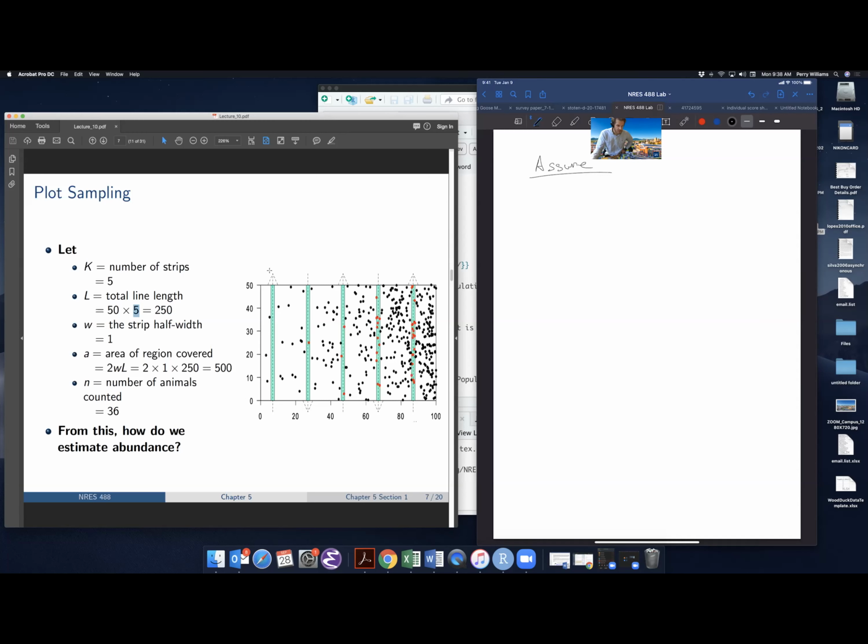So just to clarify this example. Each one of these strips is 50 meters, we'll say, 50 units. There's 5 of them, so the total length is 250. The total width is 2. 1 represents half of the width here. So then 500 is the total area we covered. When I said 2,500, I accidentally multiplied this by 5 twice. But it's just 500. Thanks for pointing that out.